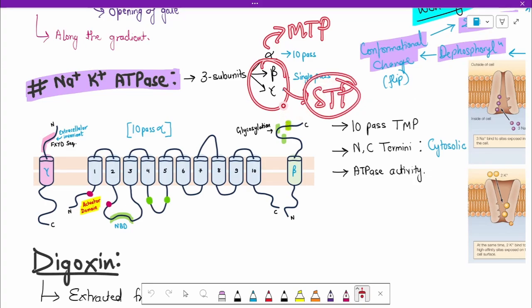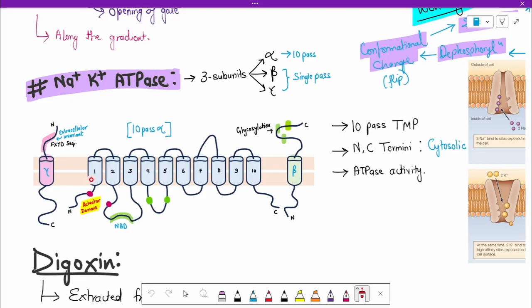We will start with the alpha subunit. The alpha subunit is a 10-pass transmembrane protein, and since it is an even number of passes, both the N and C termini have to be on the same side.